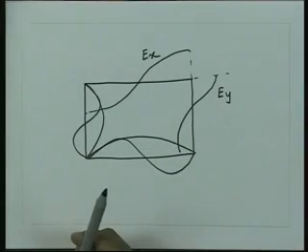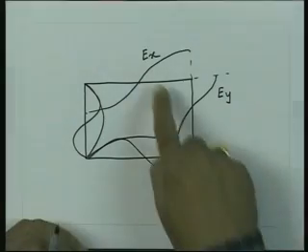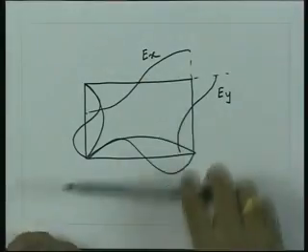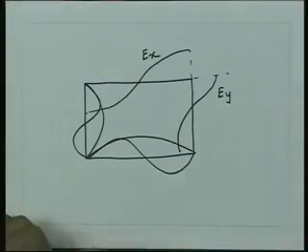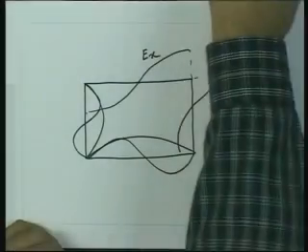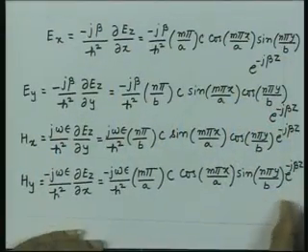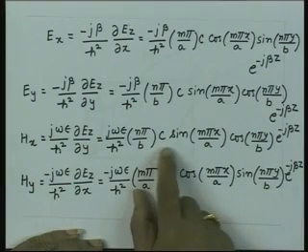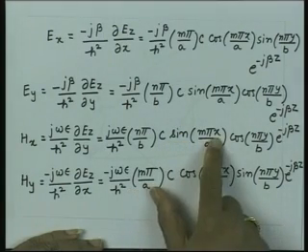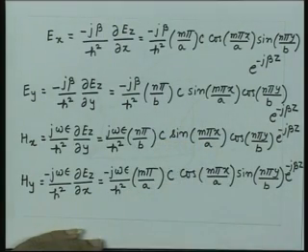Once we get this understanding that the electric field which is like that is maximum on this boundary, and if I look at the magnetic field, let us say I take the x oriented magnetic field, which is having a sine variation in the x direction and cos variation in the y direction.